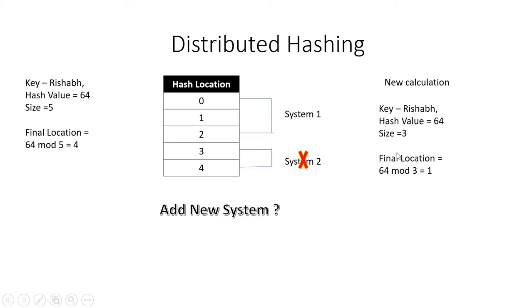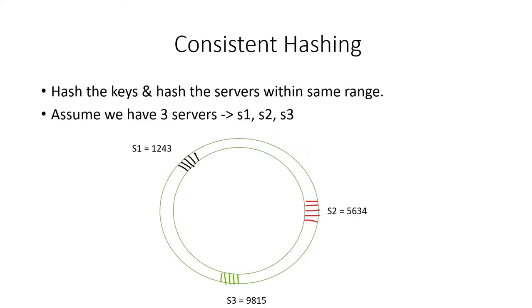To overcome this, what we usually do is we remap all the keys. So whenever we remove a system or whenever we add a system, we remap all the keys so that we always get the correct output. But in the worst case scenario, we will have to remap all the possible keys present, which is not a good way. So to overcome this, we come to consistent hashing.